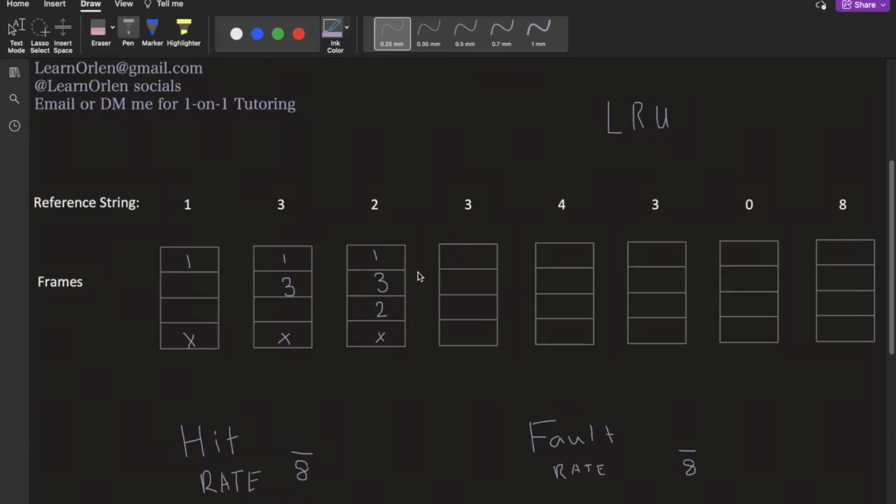Next, three. We do have three. So this is a hit and our most recently used. Okay, next, four. Four does not exist. So we look and see what was the least recently used. Now you could do the similar trick of looking all the way at the end, or we could use a sliding window. Now we're here at four. We search in the past three since we have three frames.